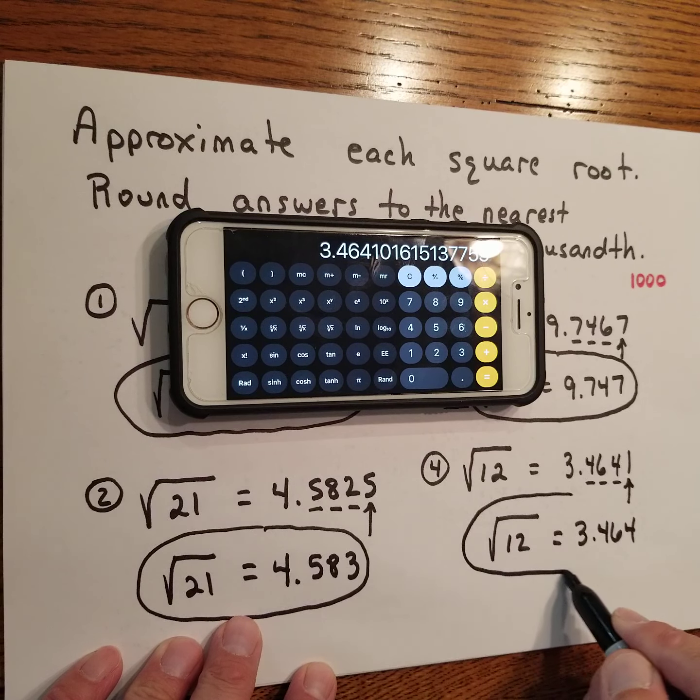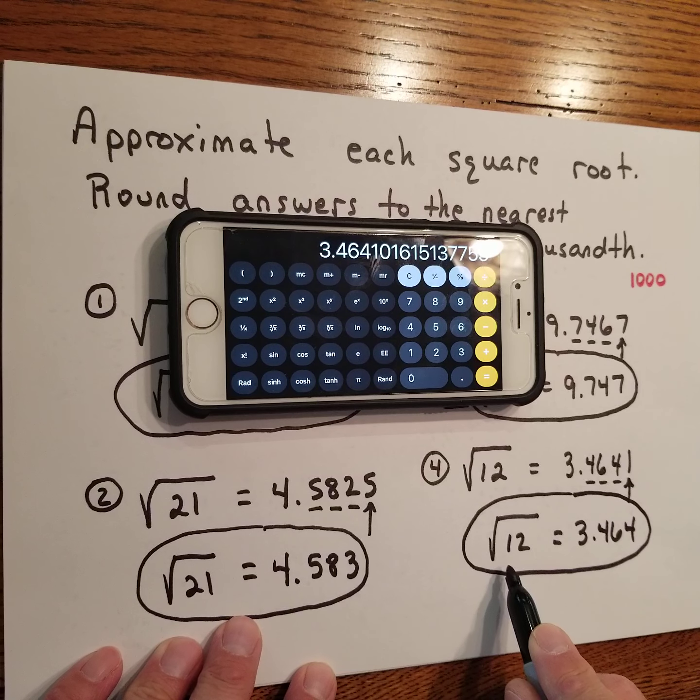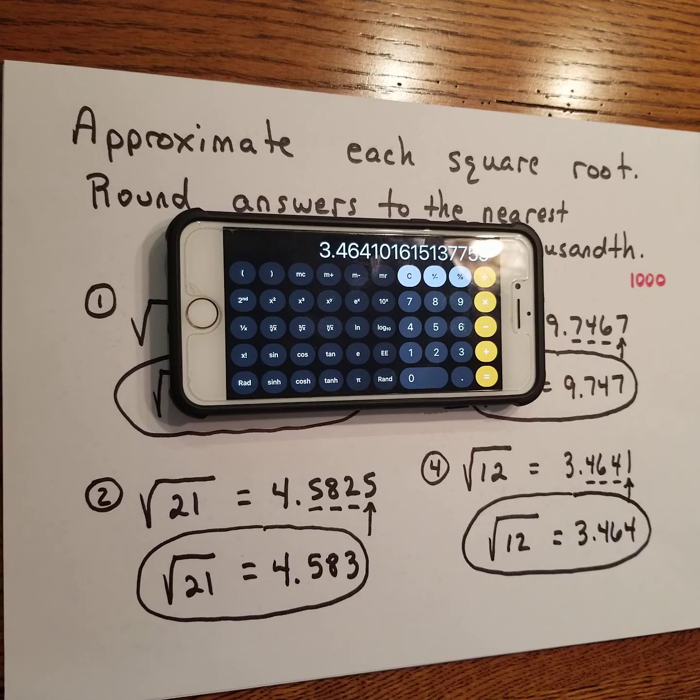Again, when you do your homework problems, all you need to write down is the problem and the answer rounded to the nearest thousandth.